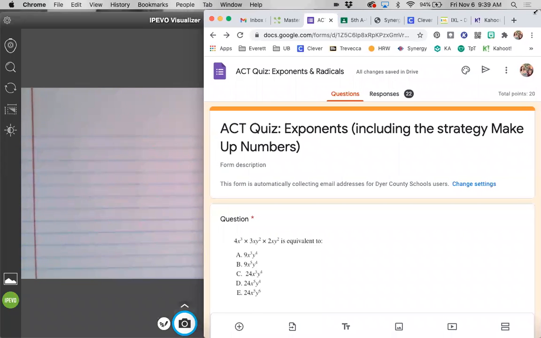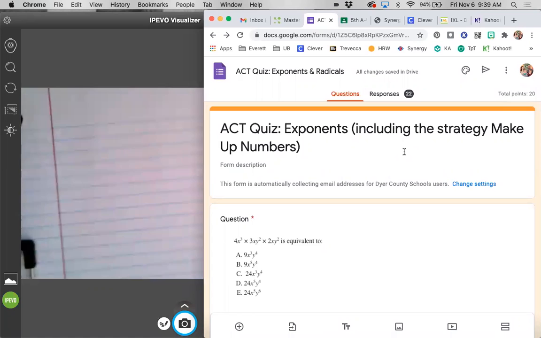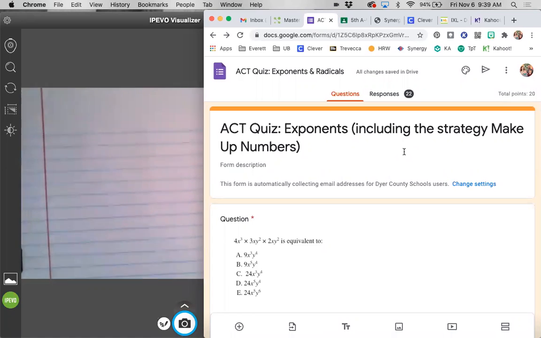So here we are on day 2 of going over our exponents. If you were present in the M through Z class on Thursday, you've already done this, but if you've been at home, this video is for you, as well as the folks who are with me today. So we're going to go over the exponents quiz assignment that you took sometime earlier this week of November the 6th.